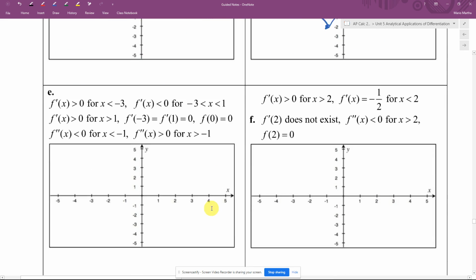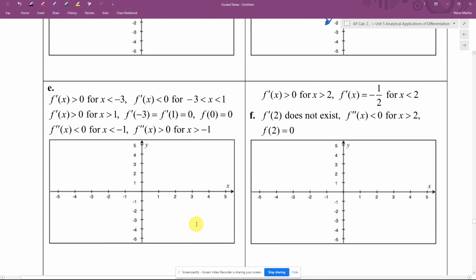And then looking at E, we have f prime of x is greater than 0 for x less than negative 3. F prime is less than 0 for x between negative 3 and positive 1. And then we have f prime of x is greater than 0 for x greater than 1. F prime of negative 3 is equal to f prime at 1 is equal to 0. So that means we have two critical values right here. These are the critical values.